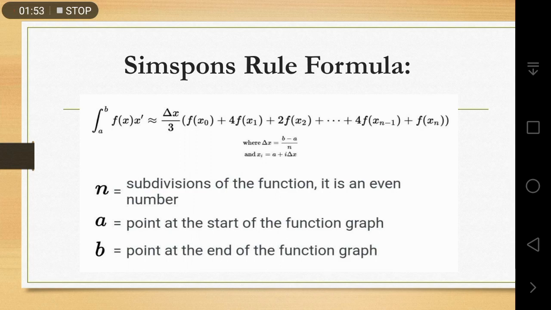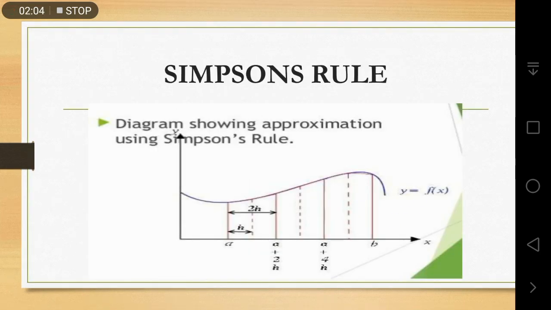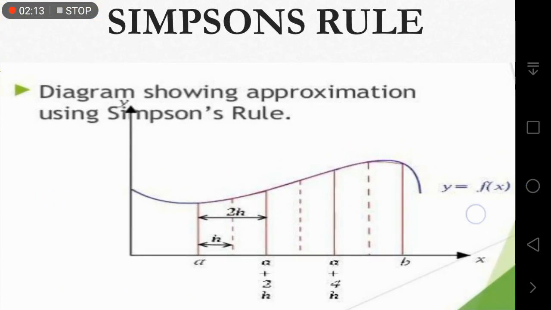So n is the number of subdivisions of the function. It is an even number. a is the point at the start of the function graph. b is the point at the end of the function graph. So this is the Simpson's rule diagram showing the approximation using Simpson's rule.